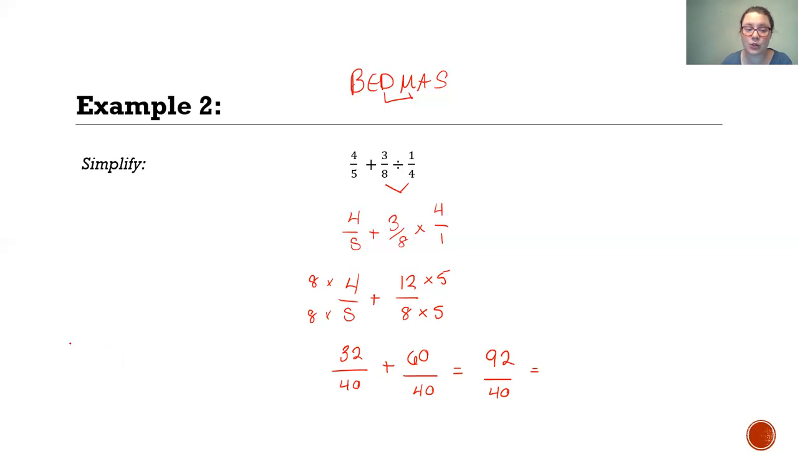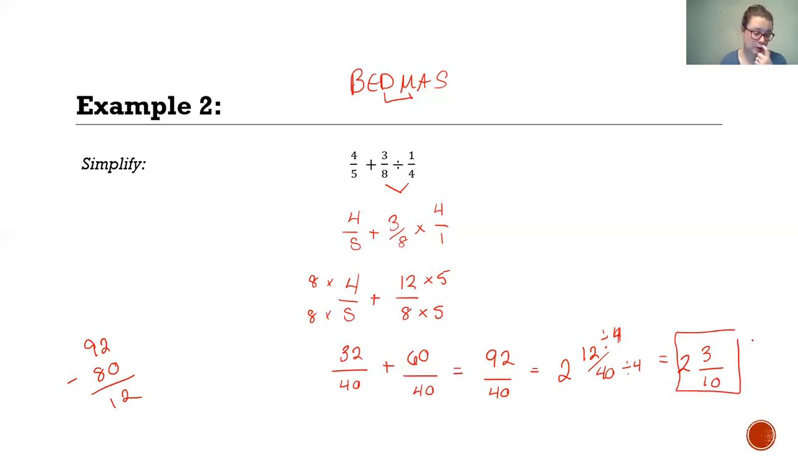So I have 92. If I subtract 2 40s, that would take off 80 and leave me with 12. So this is the same as 2 and 12 over 40. And I can divide this by 4, and I can divide this one by 4. So it's going to be 2. Should be a 4. 12 divided by 4 is 3, and 40 divided by 4 is 10. So 2 and 3 tenths, which is fairly straightforward.